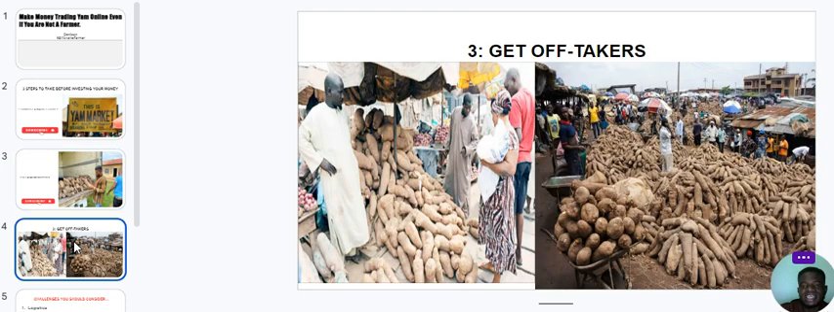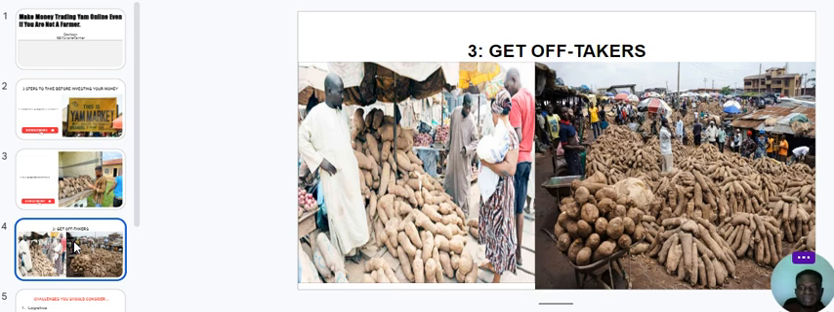Yeah, the third one is get off-takers. So you're not going into this business for you to start begging people to come and buy your yam. Like the pictures you see on the screen there, this is a market, right? And this market is not in Benue State. Maybe this one of the pictures here is in Lagos, the other one is in Port Harcourt. So if you're in Port Harcourt, you can see this picture. This is an Elelenwo market, right? You can see it. So if you're in Lagos, you can see.